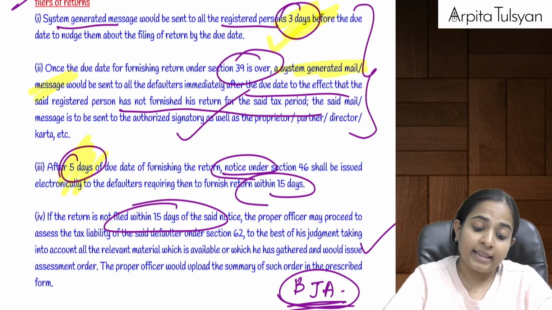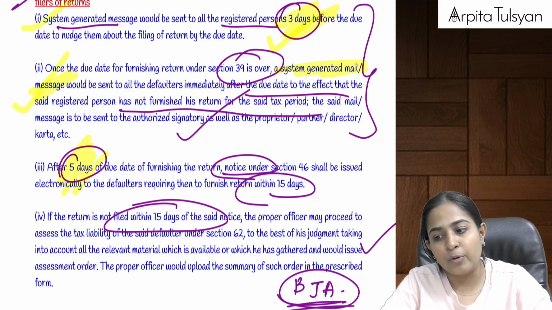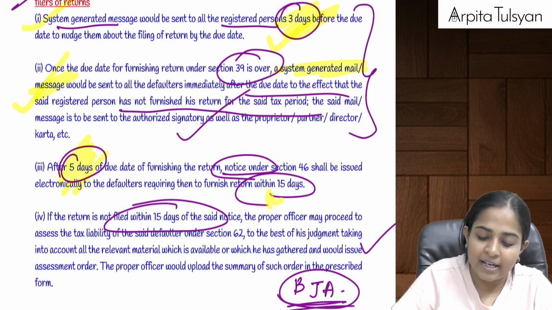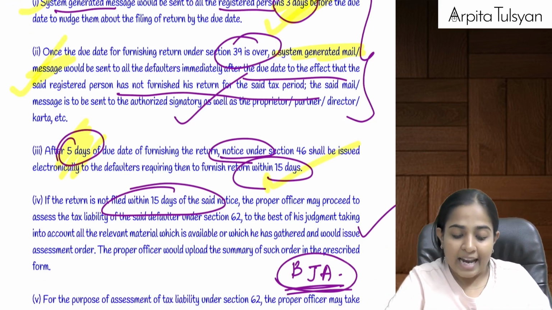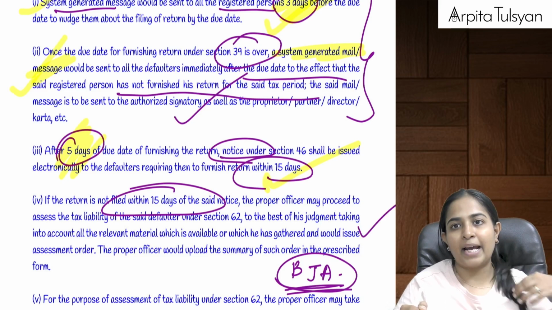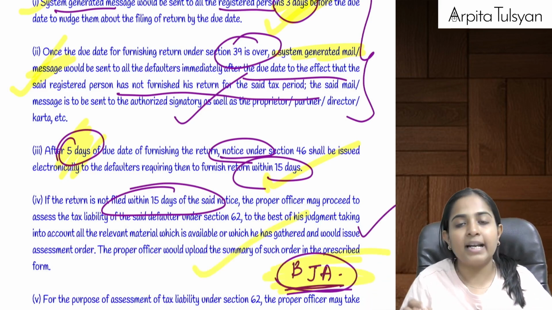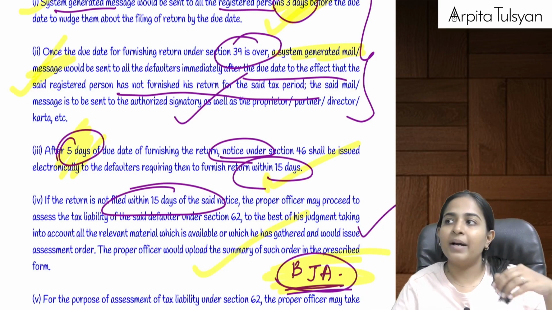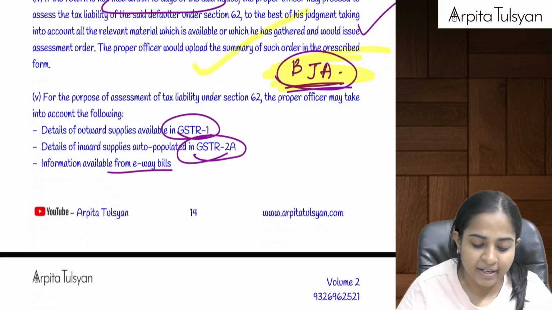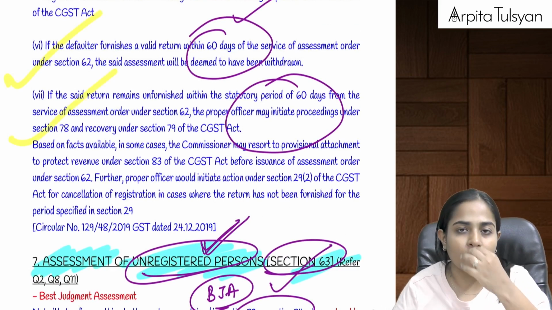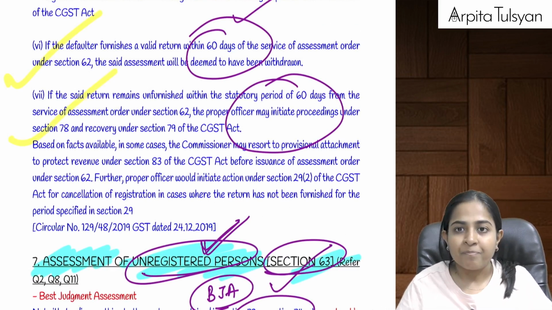Okay, then after 5 days from the due date, you will get a final notice that please furnish the return within a time period of 15 days. Now if you do not furnish this within 15 days, then the proper officer will proceed ahead for the best judgment assessment. But again, 60 days plus 60 days time period will anyway be available to you for withdrawal of the best judgment assessment order. Are you clear with this?